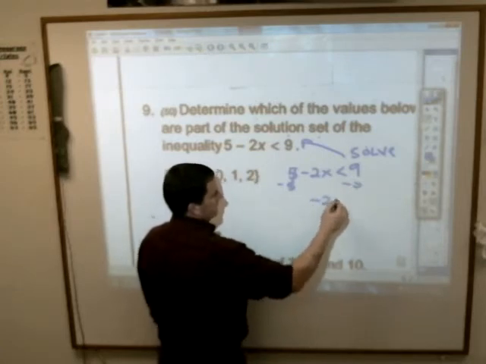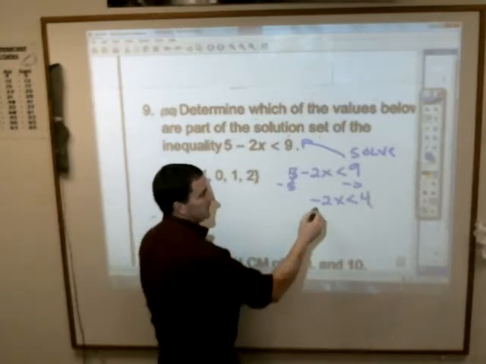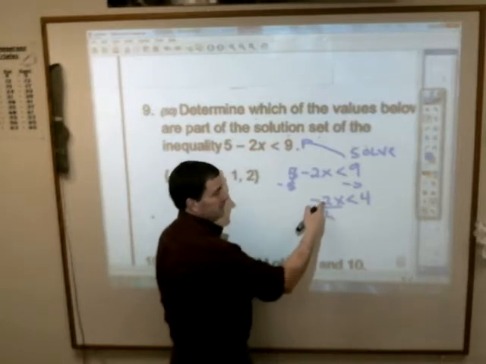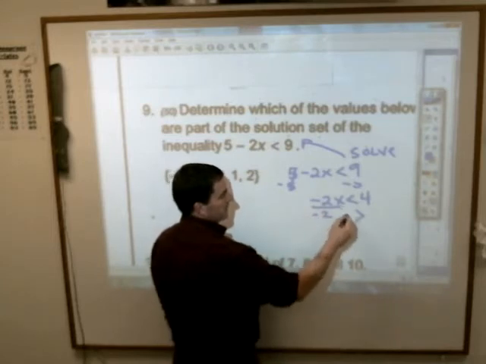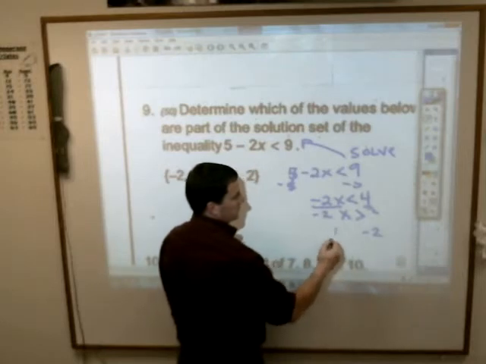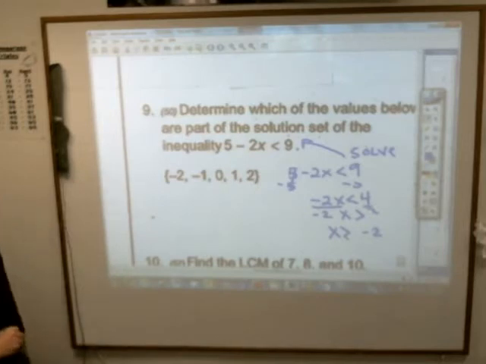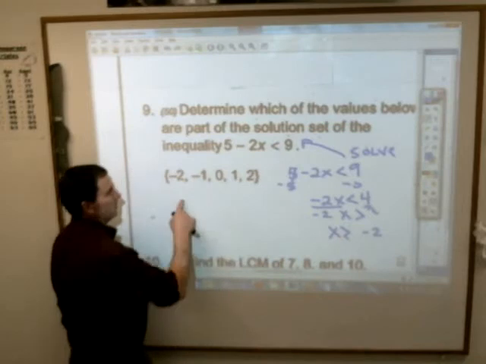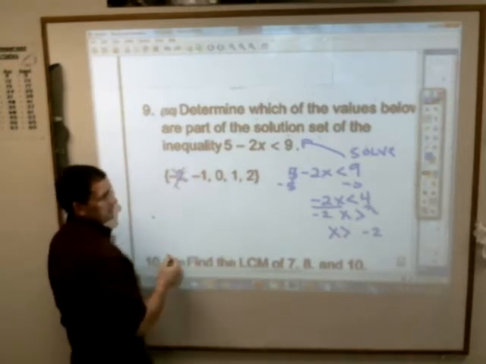So negative 2x is less than 4. And here's where you have to be careful. I need to get rid of what's in front of the x, which is a negative 2. If you divide by a negative, this sign is going to change. Because you're changing this to its opposite. So you divide by negative 2, divide by negative 2, and x is greater than negative 2. So they're asking you which of these fits that x is greater than negative 2. Well, this one is the only one that doesn't. So everything else besides negative 2 would be the answer.